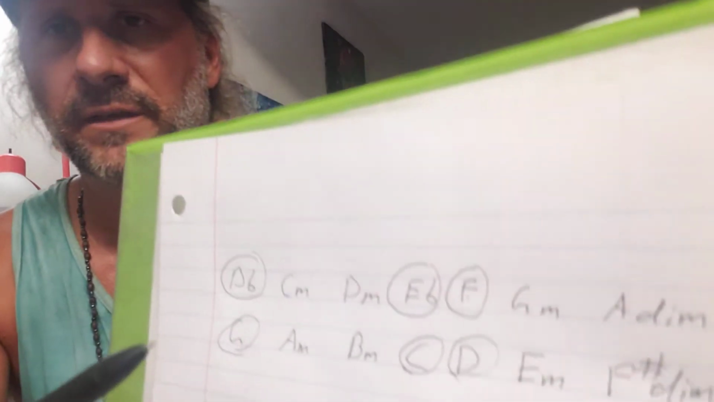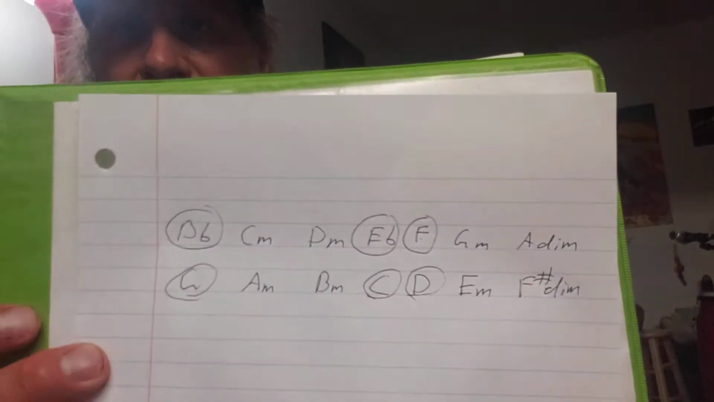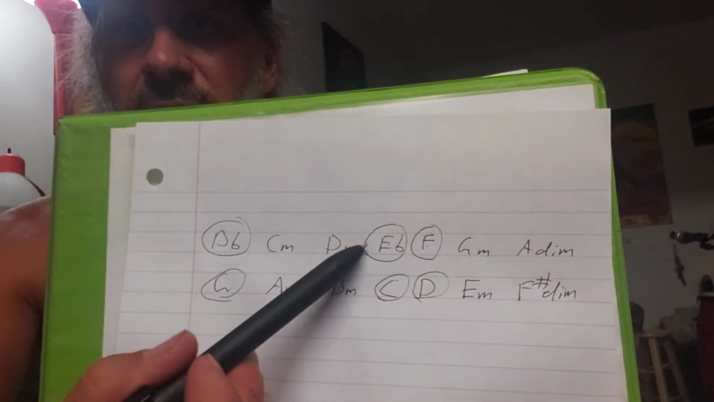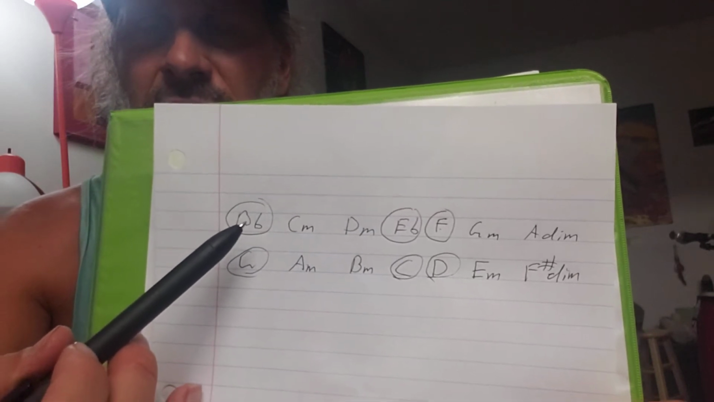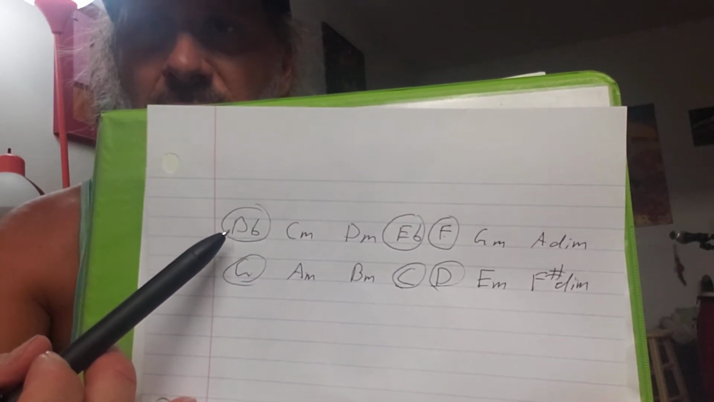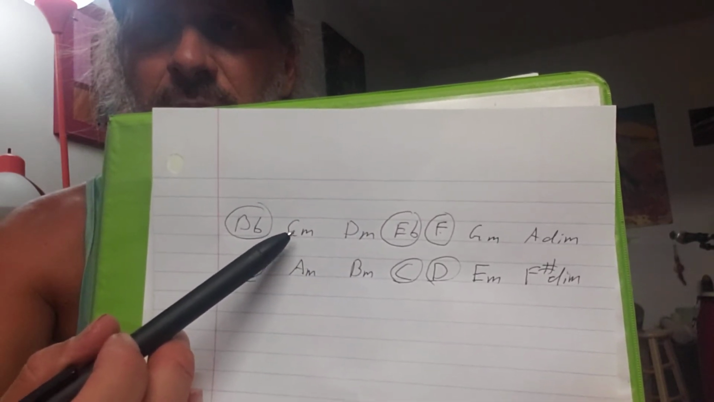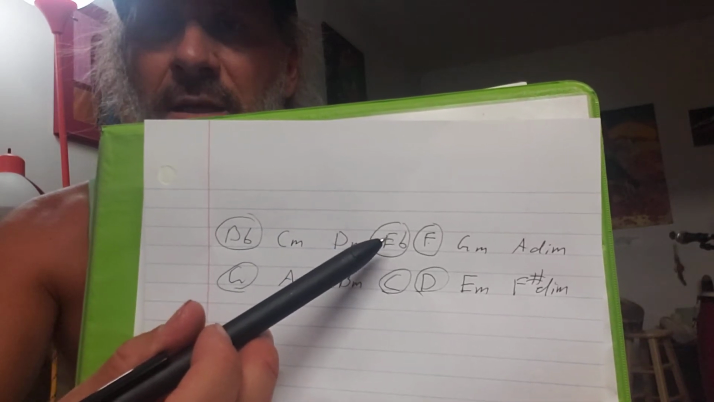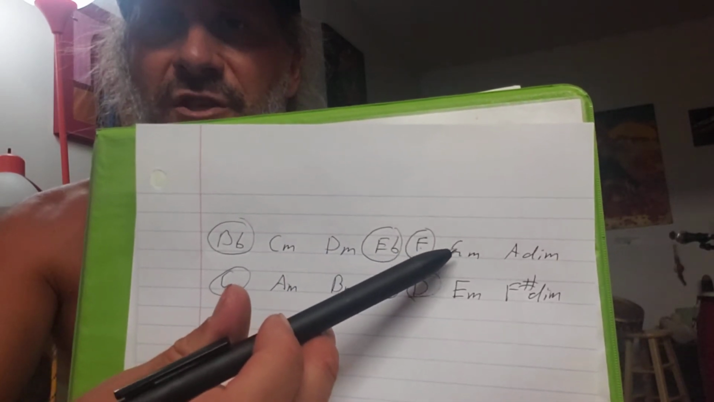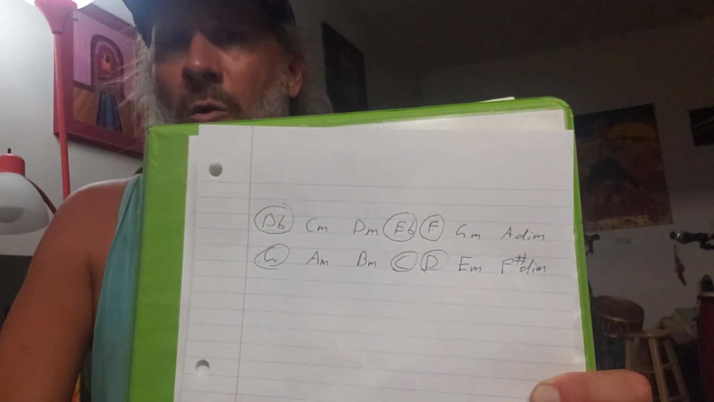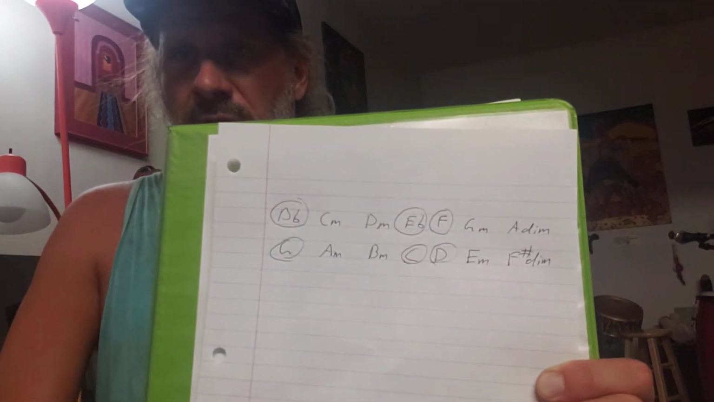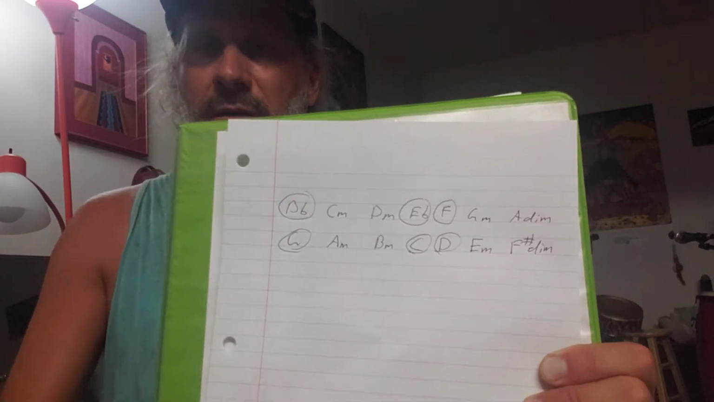But anyway, I easily looked at the chart and found out this is B flat major, these notes running this way. So B flat, and each note is associated with a chord. So B flat major, C minor, D minor, E flat major, F major, G minor, A diminished are the notes and chords of the key of B flat major.